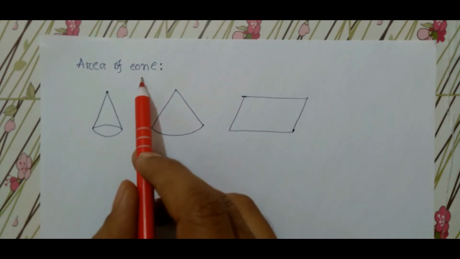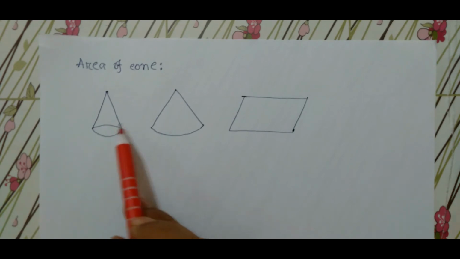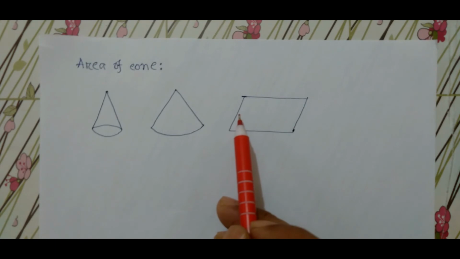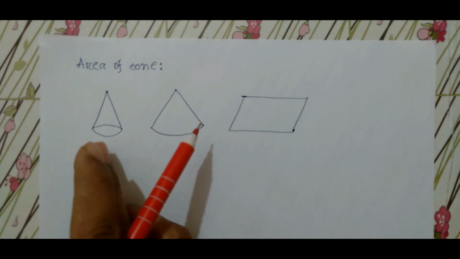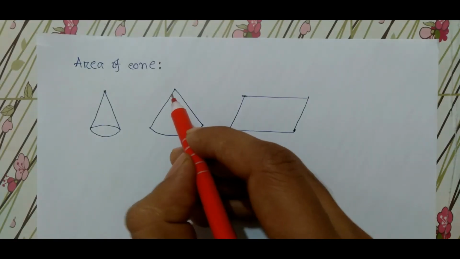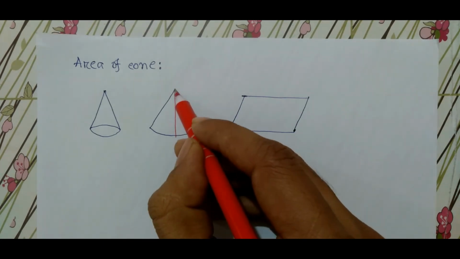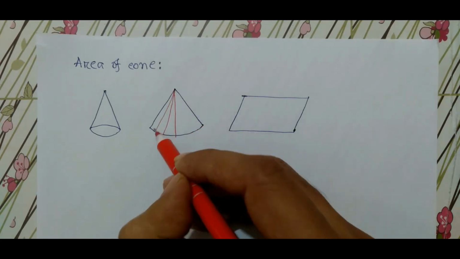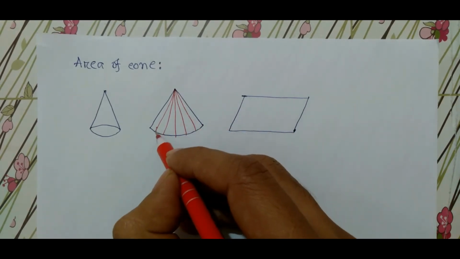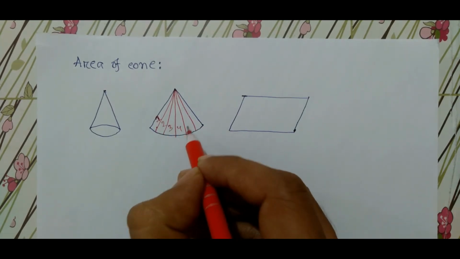Now we will find the area of cone from the area of parallelogram. To do this, at first we have to convert or replace the cone into the parallelogram. So how will we do this? At first we will cut the cone by a scissor, then we will find this kind of paper. Okay, we will cut the paper into 6 pieces. So let's cut. I have cut the paper into 6 pieces. And they are 1, 2, 3, 4, 5, 6.